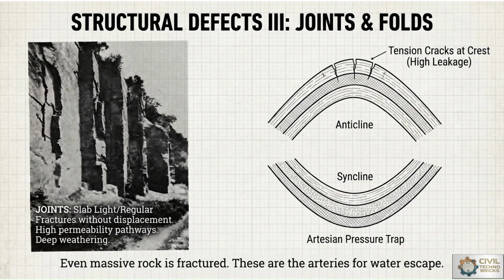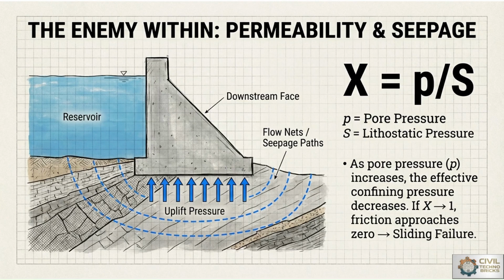So joints are natural cracks in rocks that influence permeability and rock strength. Closely spaced joints reduce rock mass competence and increase seepage risk. Fold structures like anticlines and synclines affect groundwater movement beneath the dams. Engineering treatment includes rock bolting, grouting, and drainage control systems to avoid such defects. This is the enemy for the dam: permeability and seepage.